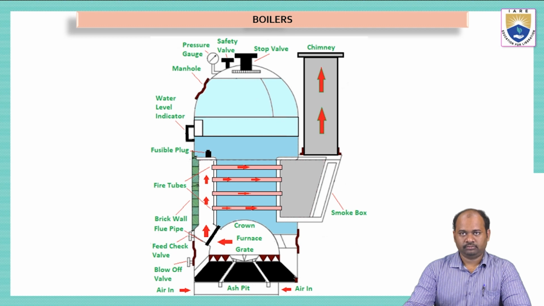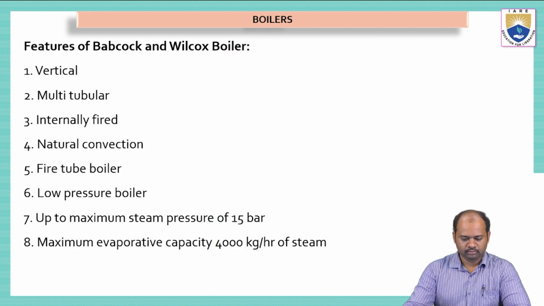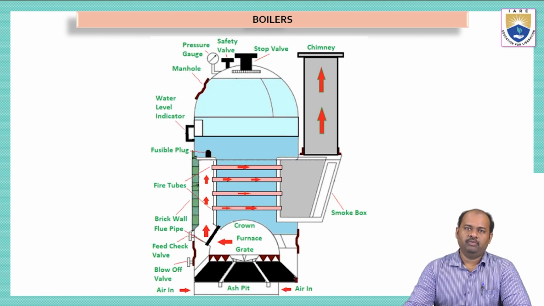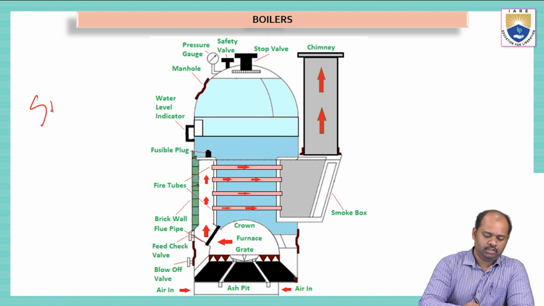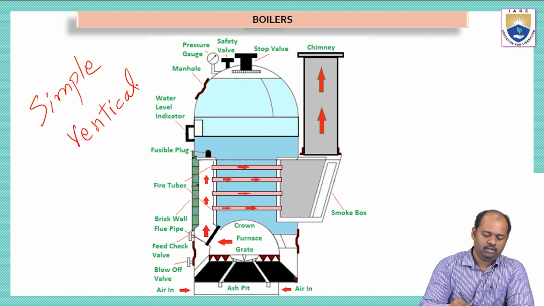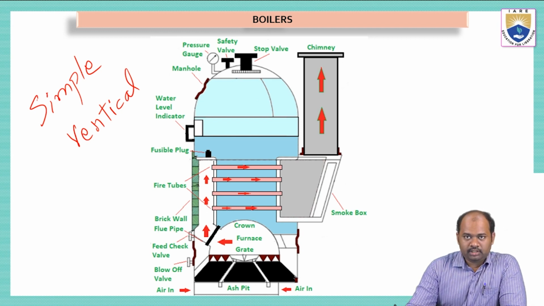So in this diagram, we can see this is a Cochrane boiler. This is a simple vertical boiler. So let us see the working of this simple vertical boiler. Now in this diagram we can see that we have different parts that are attached to the different parts of the boiler. So we'll try to understand what is the function of each part and we'll try to understand the working of the entire boiler.